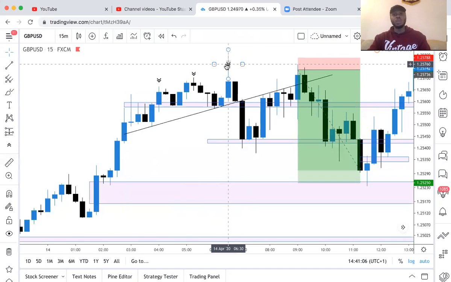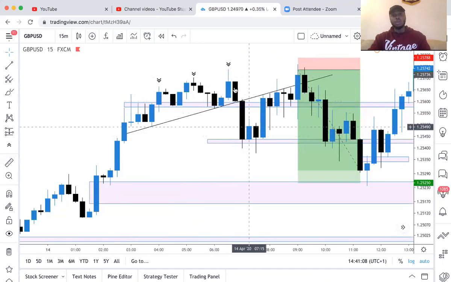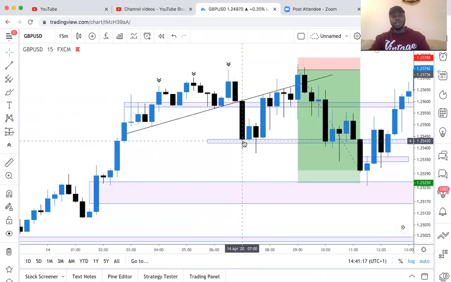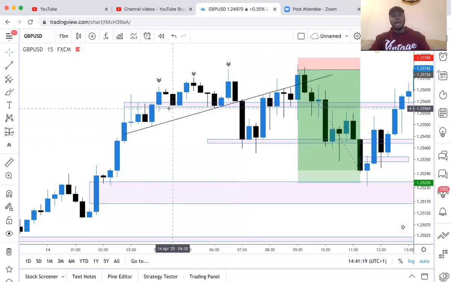All you have to do is wait for the push. The reason this is called a push is because the sellers here tried to push it down and break the zone, and they couldn't do it. But eventually they pushed it through, and pushed it through. In other words, they broke the support zone.